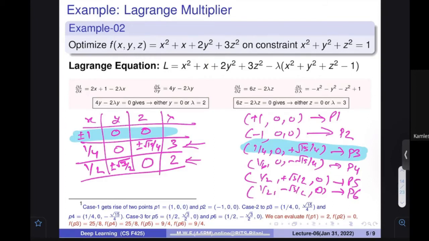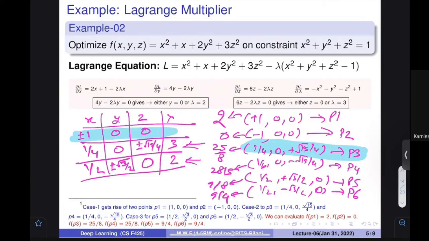Can anybody help me? There is a cheat sheet at the bottom, where I have done all this computation earlier. So the value of P1 is this, P2 is this. It shows that evaluating P1 gives 2, and P2 gives 0, and here you get 25 by 8. Here you again get 25 by 8, here you get 9 by 8, here you get 9 by 4. These are the values you are going to get.